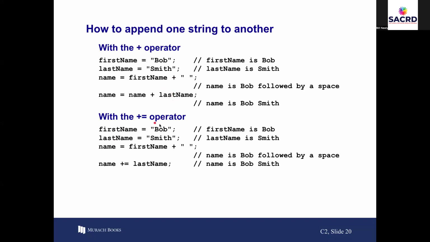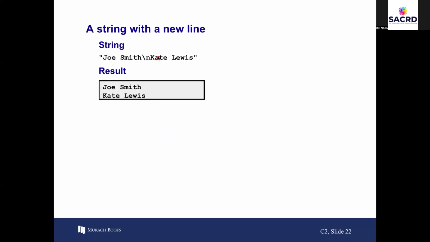Okay. Oops, I went the wrong way. Here's some examples of those. Here's Joe Smith, new line, Kate Lewis. It will yield this result. This is one string. It looks like two, but it's one string with just a new line in the middle, meaning that it's essentially a character turn. It's like pressing enter on a keyboard.